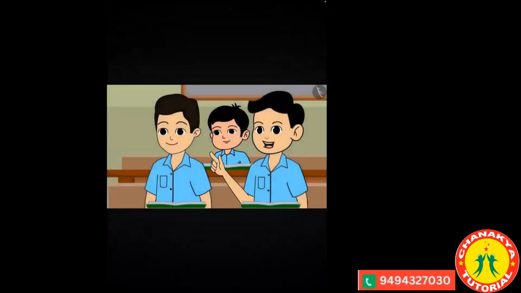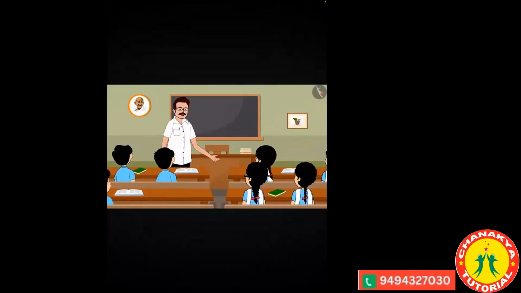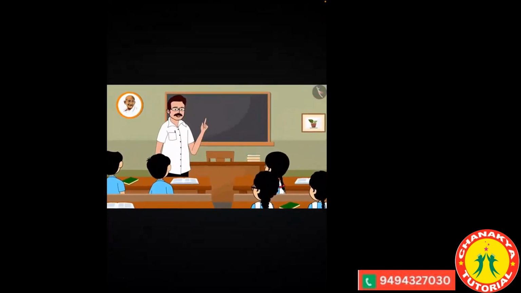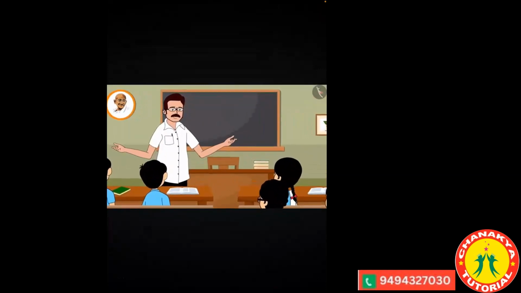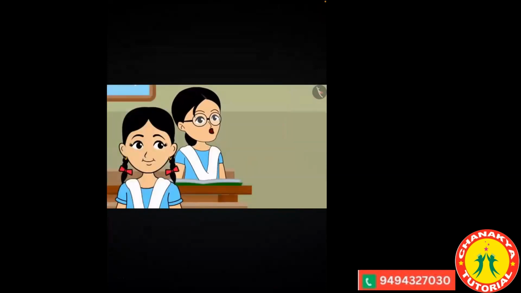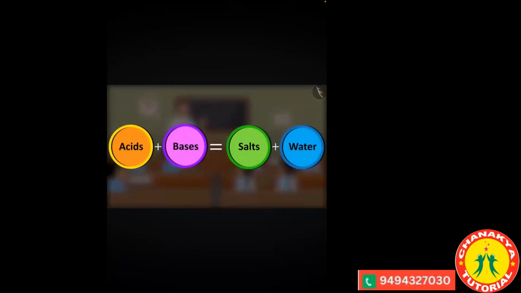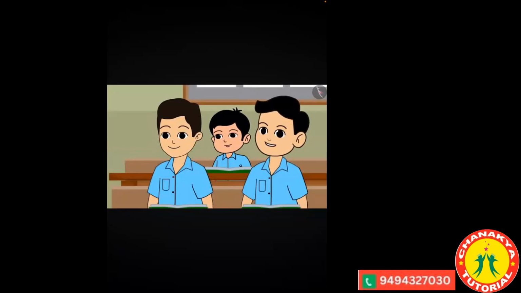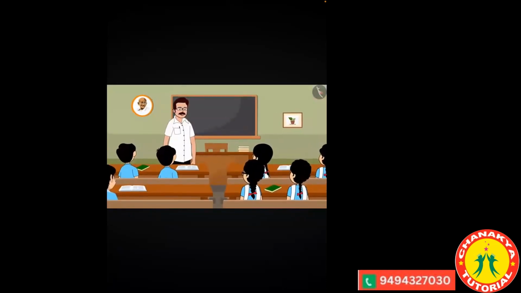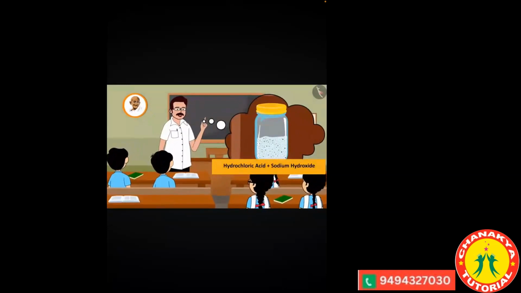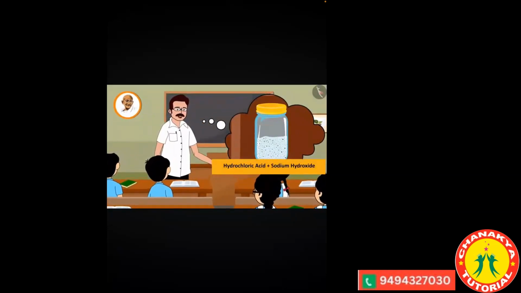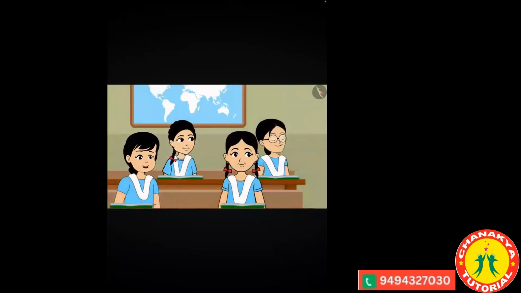Sir, some items are sweet. Do they have acids or bases in them? They have neither acids nor bases. Some substances have neither acids nor bases. What will happen when acids and bases get mixed? Rinku, when acids and bases meet, generally salts are formed along with water. Oh, I see. The salt we consume is formed by the combining of hydrochloric acid and sodium hydroxide.